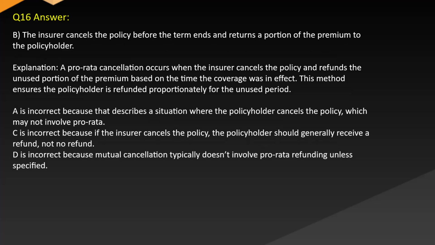Answer: B. The insurer cancels the policy before the term ends and returns a portion of the premium to the policyholder. Explanation: a pro rata cancellation occurs when the insurer cancels the policy and refunds the unused portion of the premium based on the time the coverage was in effect. This method ensures the policyholder is refunded proportionately for the unused period.